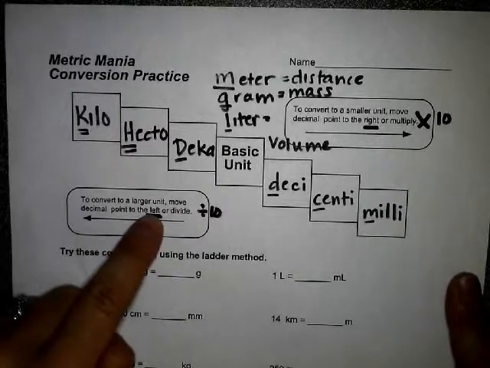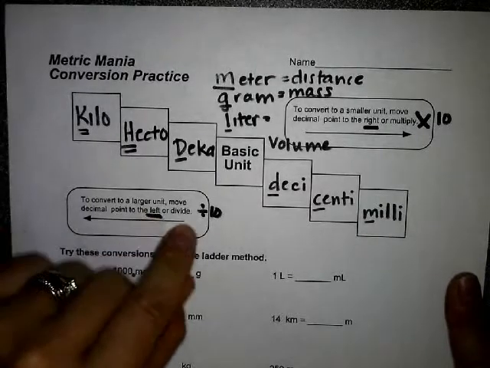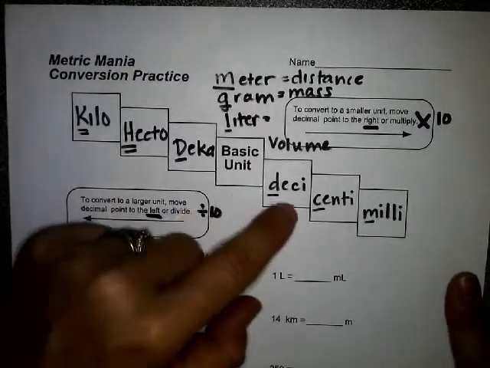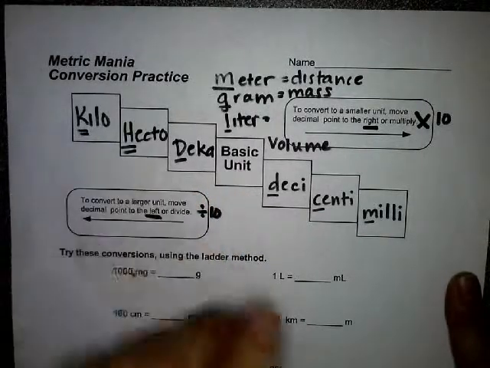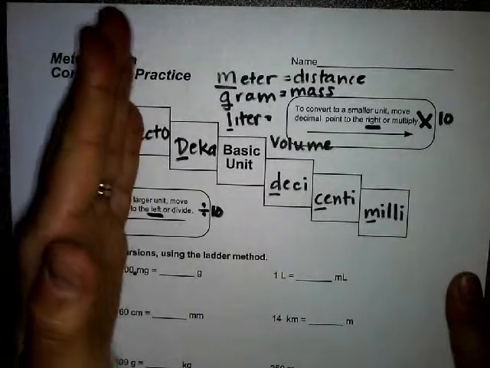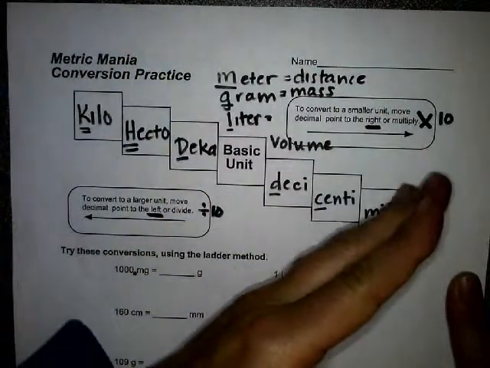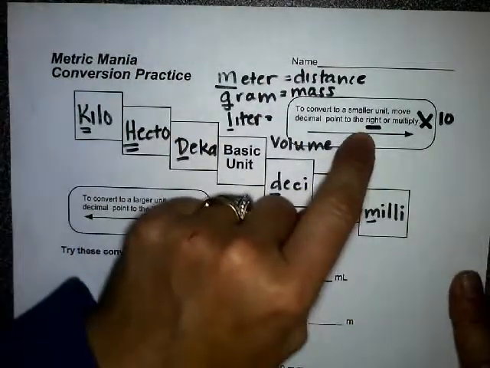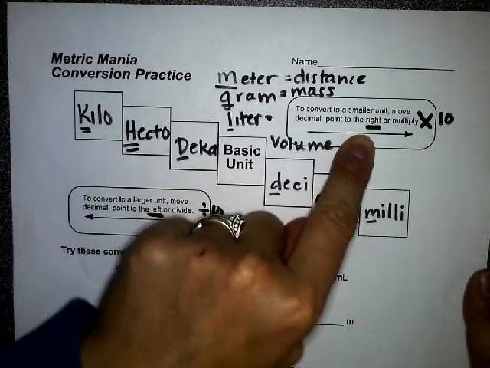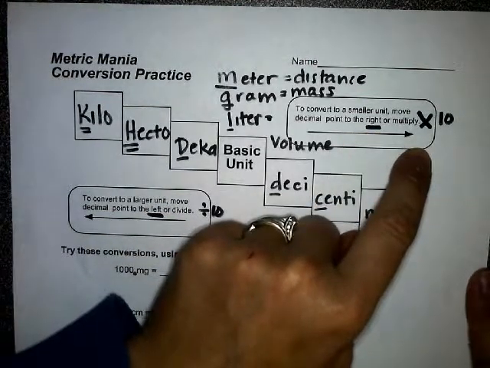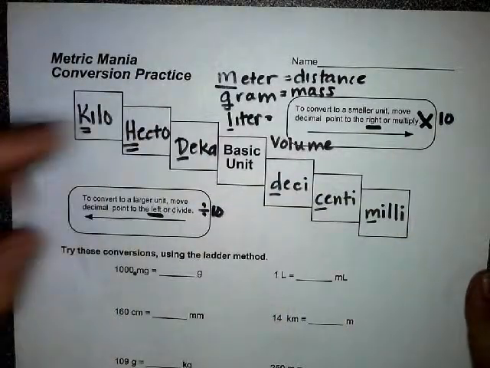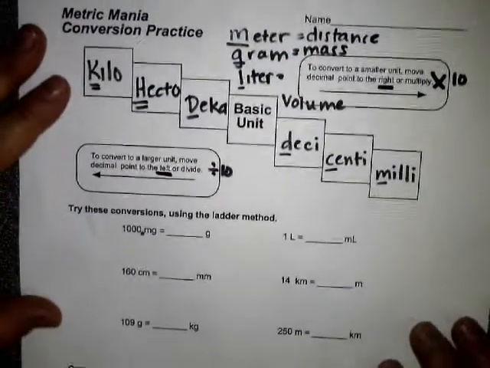Now, if you're going from a smaller unit to a larger unit, you are going to move your decimal point to the left or simply divide by 10 for each stair step that you go. If you are going from a larger unit to a smaller unit, you simply move your decimal point to the right for each step or multiply by 10 for each stair step that you move. So let's put this into practice.